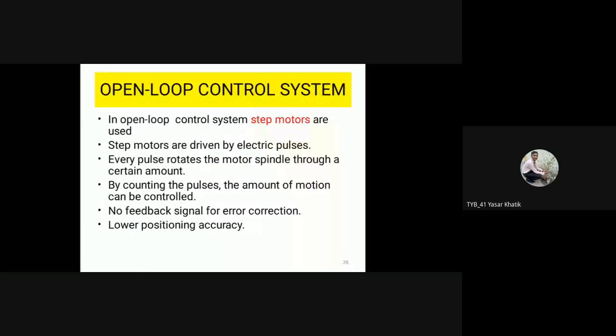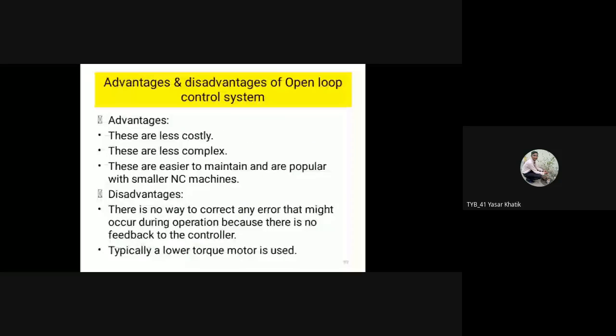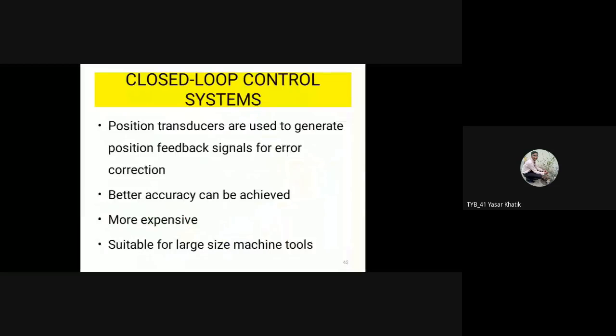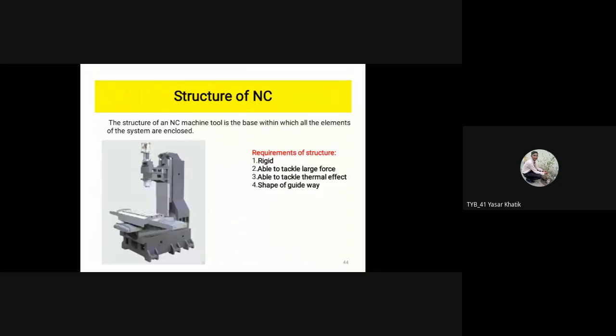Okay. So we have seen again open loop and closed loop systems. In the open loop system, there is no feedback system, and we are using a step motor for this system. And in the closed loop system, we are using some feedback system, and this is required for mass production. Here we are using highly automated machines.